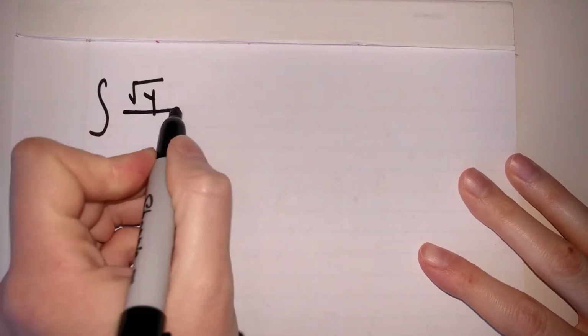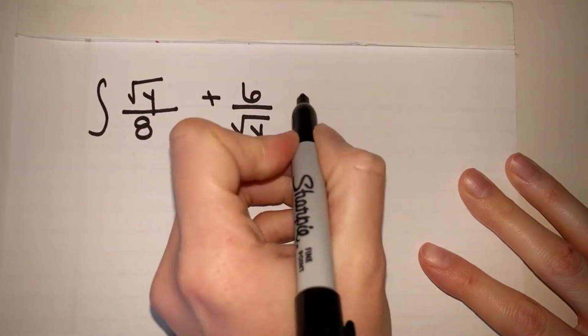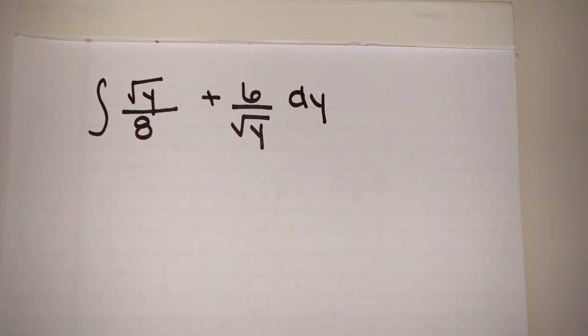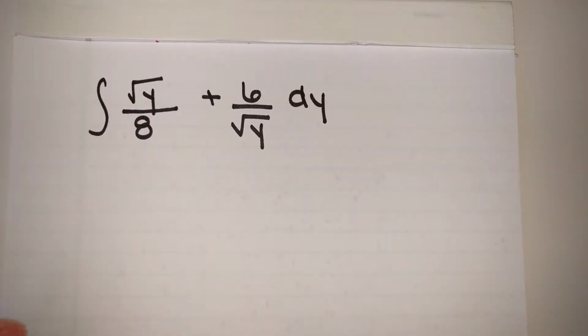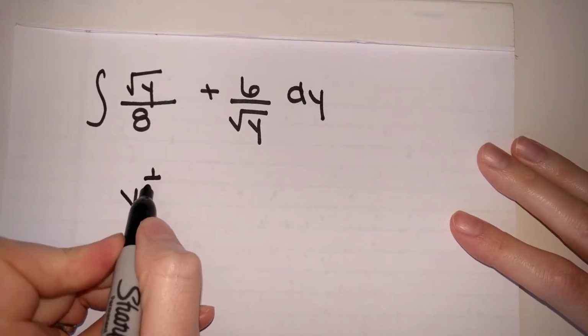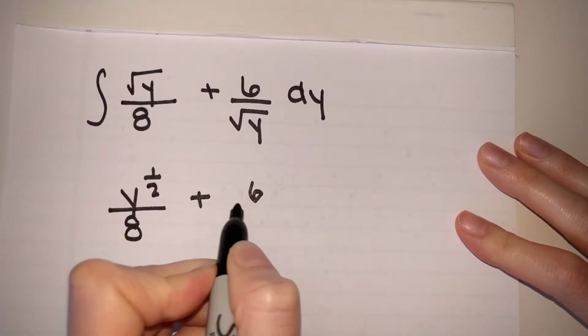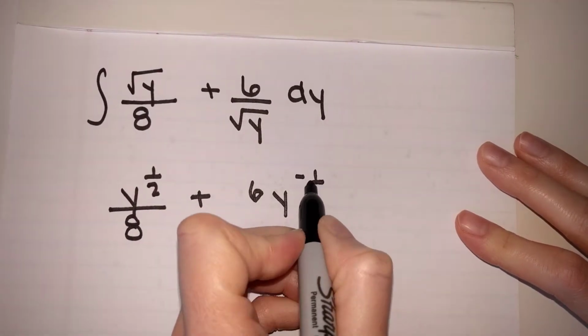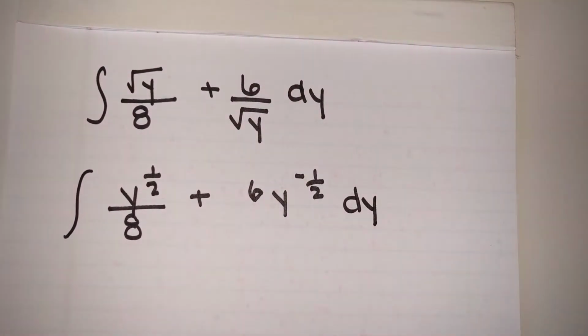Alright, so for a question that looks like the integral of the square root of y over 8 plus 6 over the square root of y dy. So our first step is to rewrite the square roots in terms of y to the 1/2 power. So this becomes y to the 1/2 power over 8 plus 6y to the negative 1/2 power. And then we still have our integral and our dy.